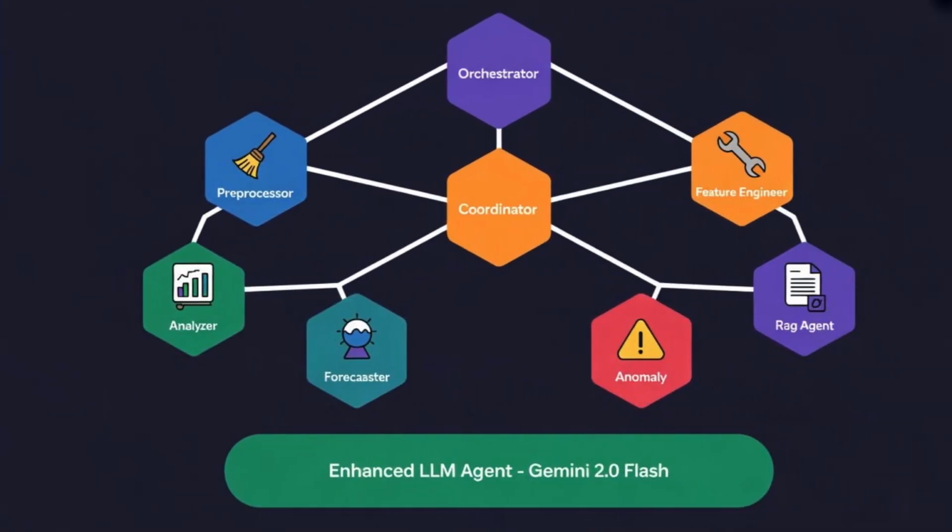Instead of forcing every dataset through the same rigid workflow, each node here is a specialist: preprocessor, analyzer, feature engineer, forecaster, anomaly detector, and the RAG agent.